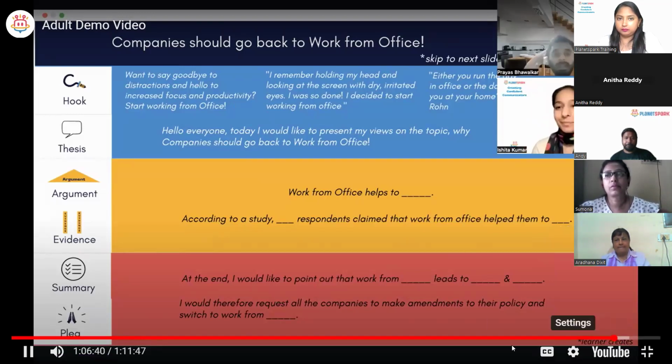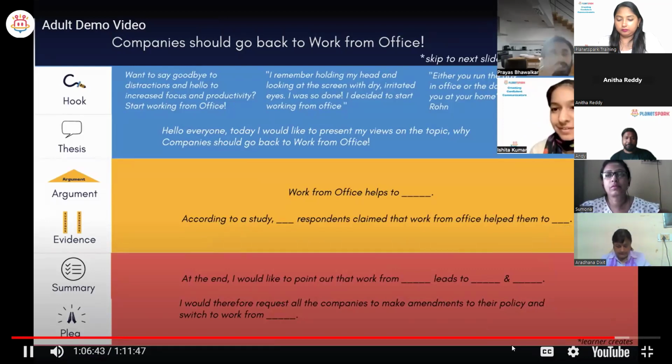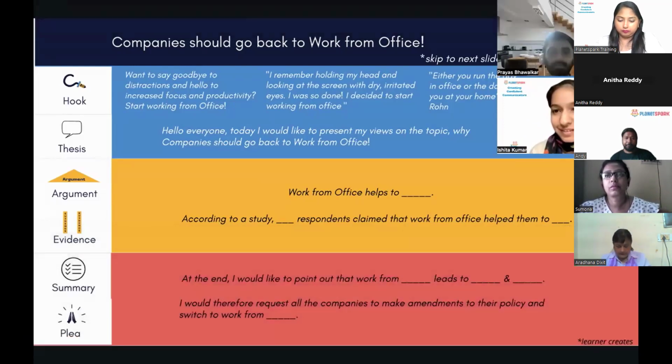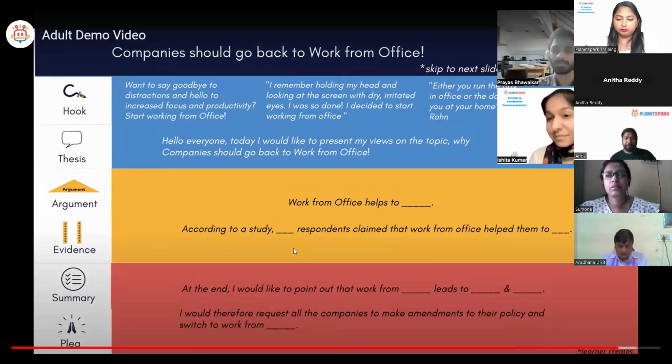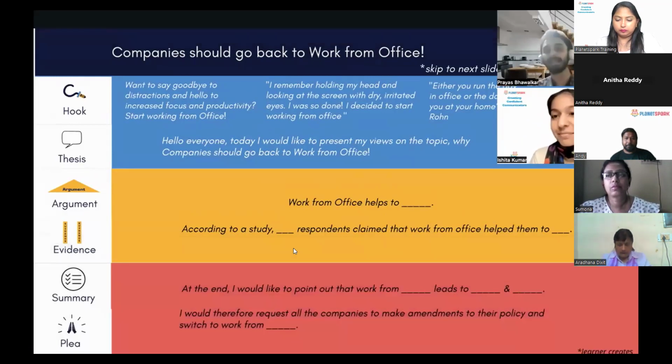I remember holding my head and looking at the screen with so many irritated eyes. And I said to myself, I was done. I decided to start working from office now. Hello, everyone. Today, I would like to present my view on the topic why companies should go back to work from office. Work from office helps a lot when it makes our lifestyle better. It improves our physical and mental health and also increases productivity.